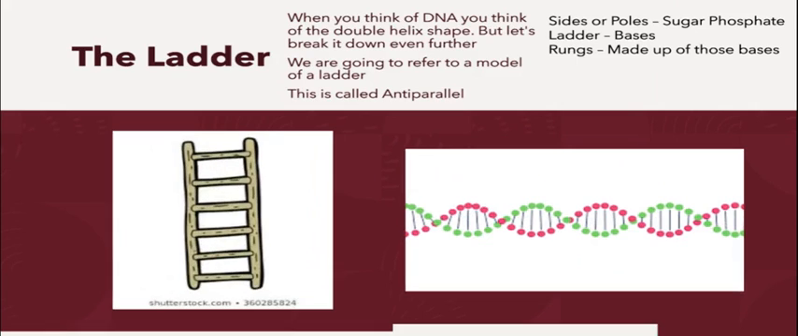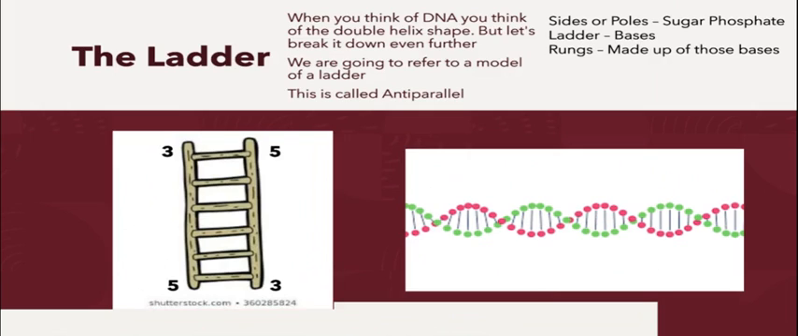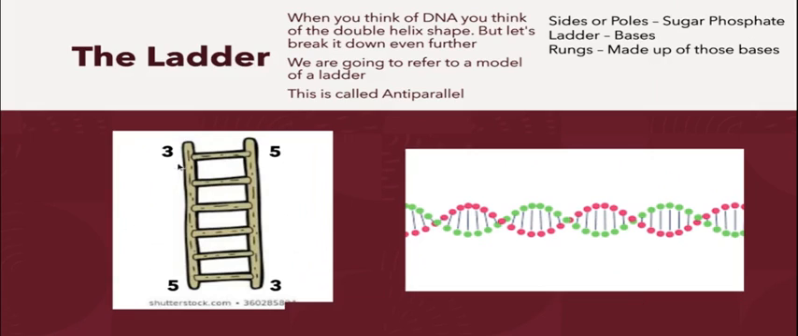But if we're going to break it down, we're going to look at this ladder. So you have the sides, the poles, the ladders, and the rungs. So the sides and the poles are basically the same thing, but you'll have 3 and you'll have 5. So you can see how we call this anti-parallel. Instead of it being 3 on the top and 5 on the bottom, you'll have 3, 5, 5, 3. It does not matter which side your 3s and your 5s are on, but it does come into play a little bit later. So the very sides of your ladder are your sugar phosphates. The ladder itself is made up of bases, and the rungs are made up of those bases.